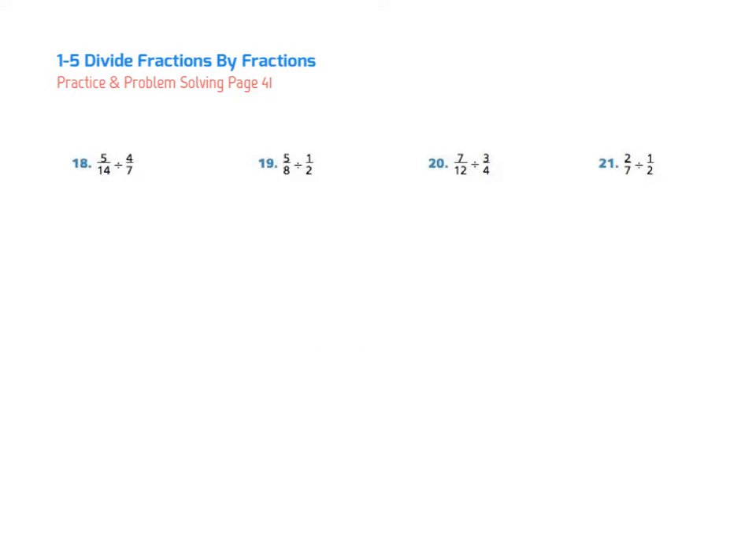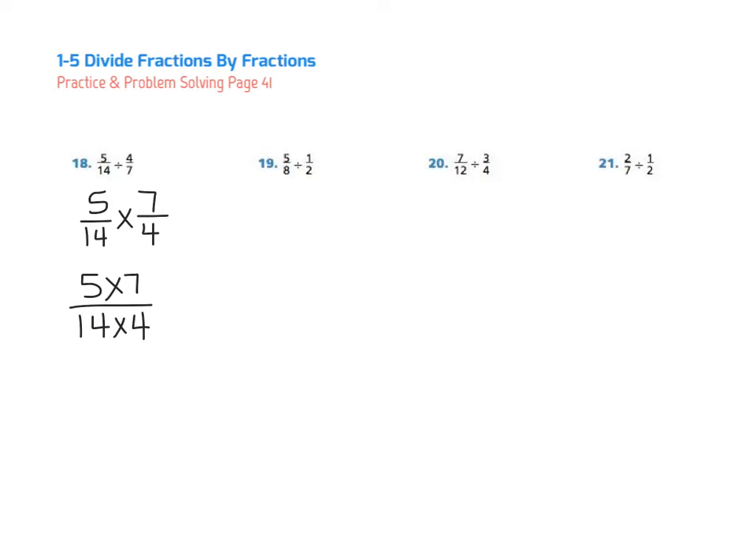Let's try a few more. So in problem 18, we end up with 5/14 divided by 4/7. So let's start with keeping our first fraction, change divide to times, and flip the second. So we end up with 7/4. Now, if I'm not careful, I'm going to end up with some pretty large numbers. But in this case, when we have 5 times 7, over 14 times 4.